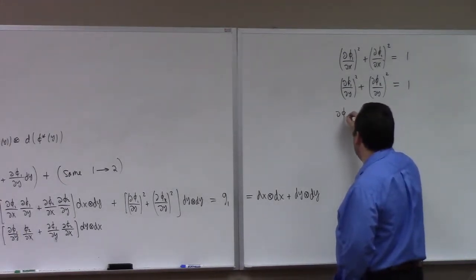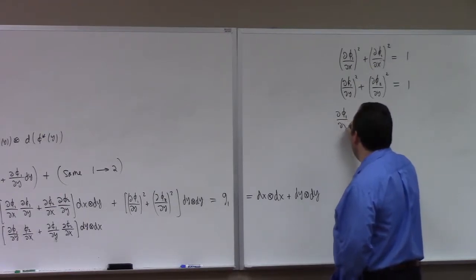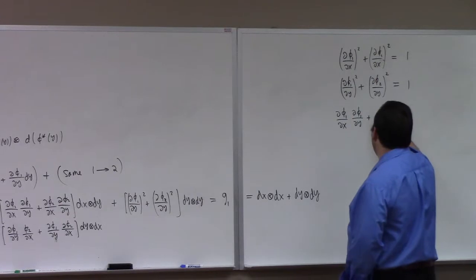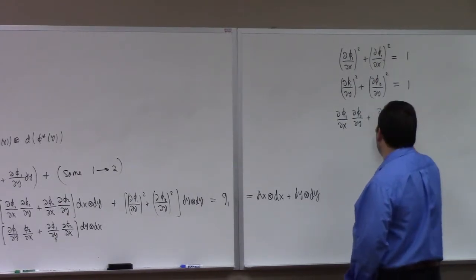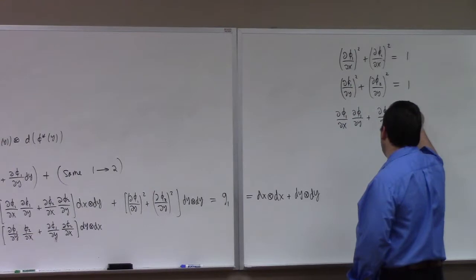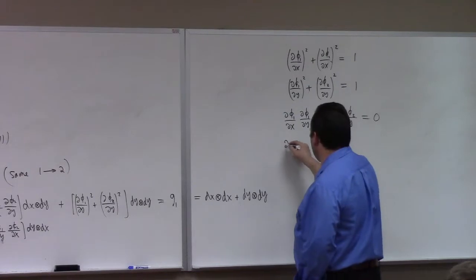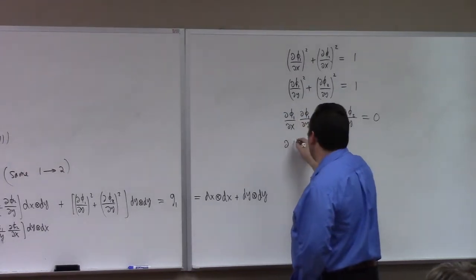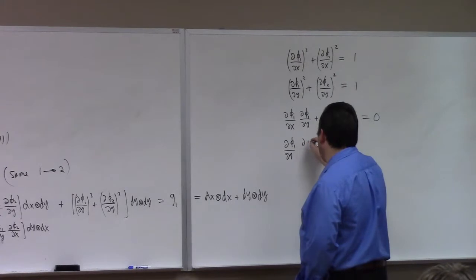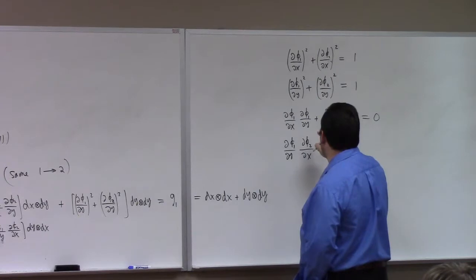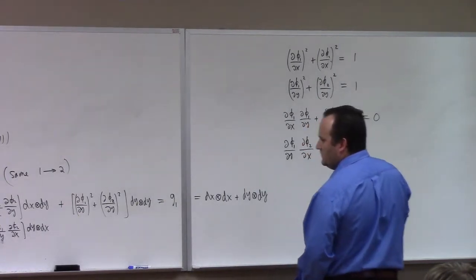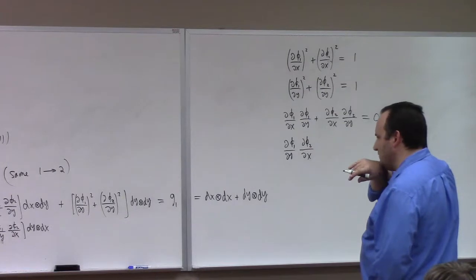So partial phi 1 partial x partial phi 1 partial y plus partial phi 2 partial x partial phi 2 partial y equals 0, and also partial phi 1 partial y partial phi 2 partial x. Was that supposed to be a... No, it's 1, 1, and... Is it really 1, 1, 2, 2, and then 1, 2, 1, 2? Or do I have something wrong there?